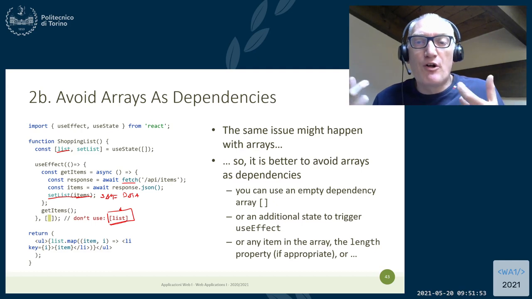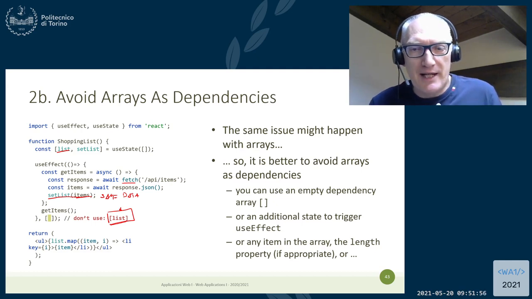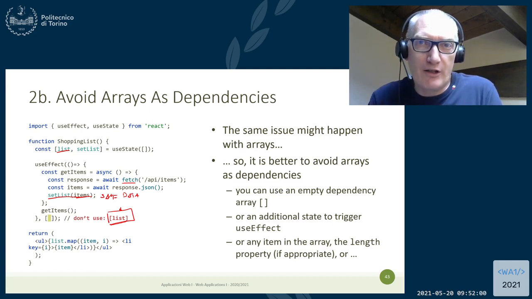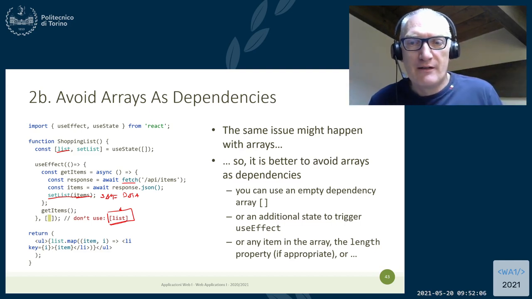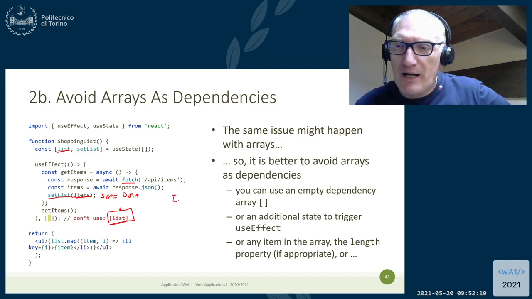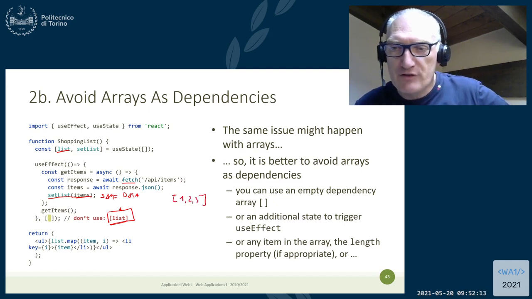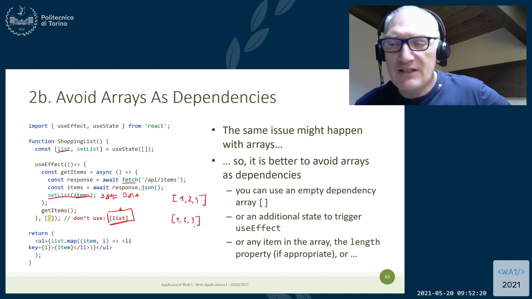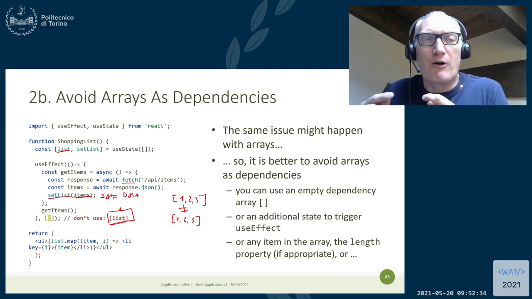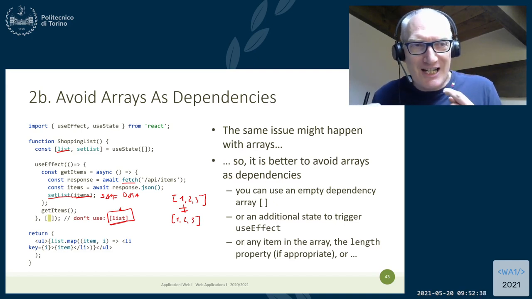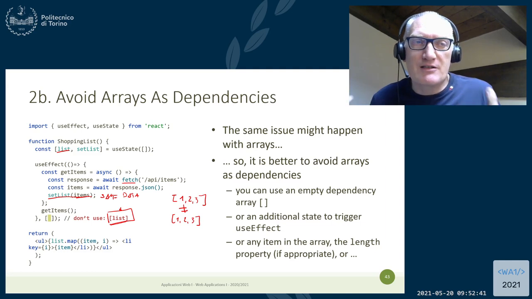With arrays, the type of comparison that React does is just a comparison of the object references, and so it doesn't go into comparing the elements of the array. So basically, at the first run, you may have the array 1, 2, 3 at the first fetch. When you run the effect a second time, you will have an array of 1, 2, 3. And this will be treated as different by React, because it's a new object, a different object. React doesn't go inside the objects to check the equality of the components. So in this case, we are creating an infinite loop, even if the data doesn't change.